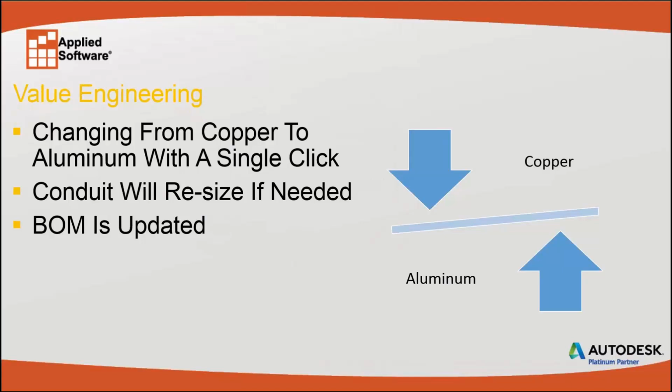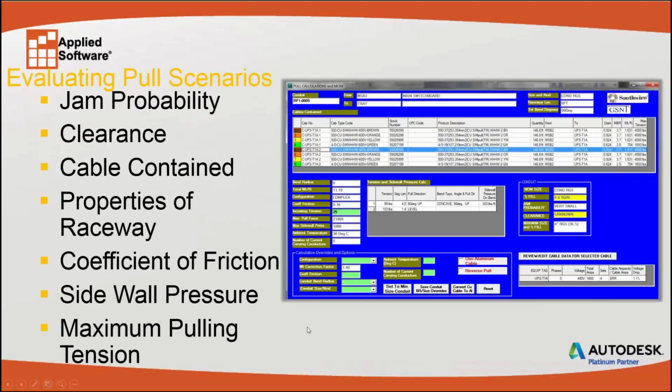If we designed it in copper and we needed to switch over to aluminum conductor to reduce the cost of the installation, we could do that very quickly by using the program. It will not only adjust the conductor size based on the larger diameter of the aluminum conductors, it will also recalculate the tray fill and the conduit fill, and adjust the conduit sizes if needed.